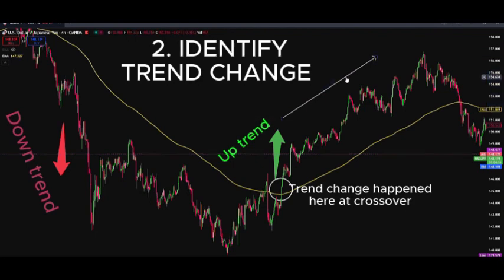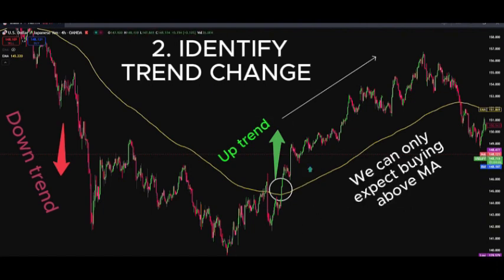So at this point, we are looking only for buying opportunities above the moving average over there. All right, because the price action is above the moving average, we can only expect buying above that moving average. But we identified the trend change here, right here, when the price broke above the moving average.